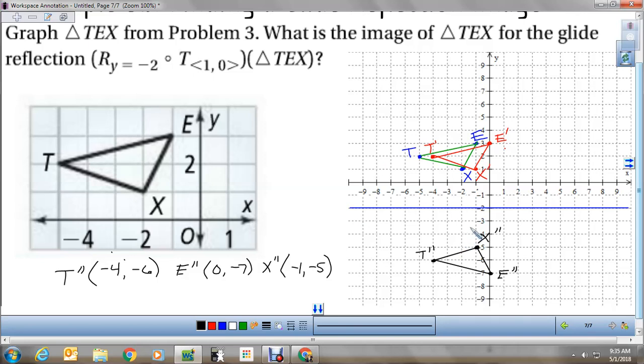All right, so this concludes our lesson 9.4 on composition of isometries.